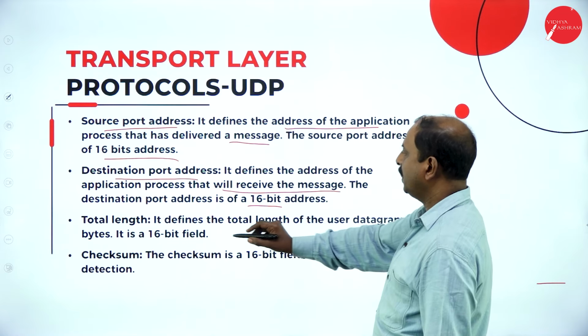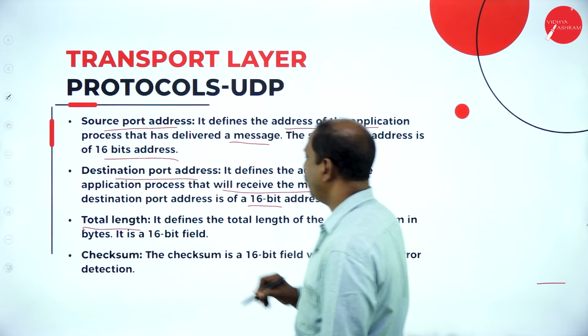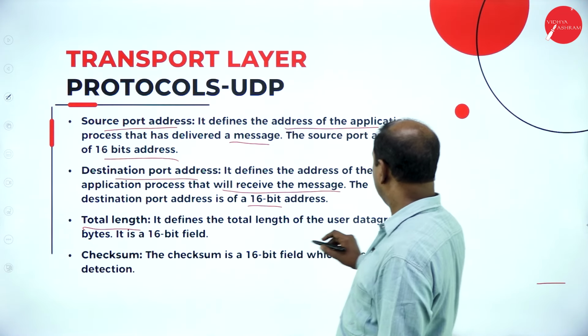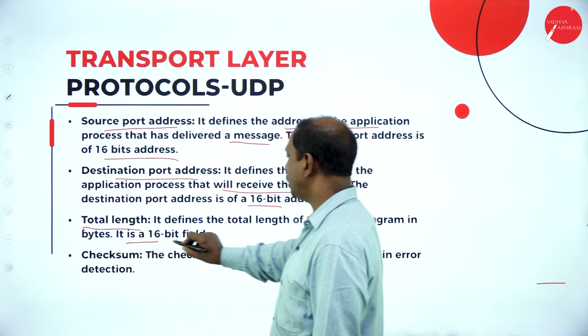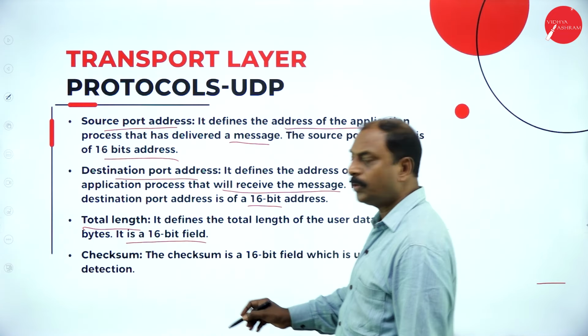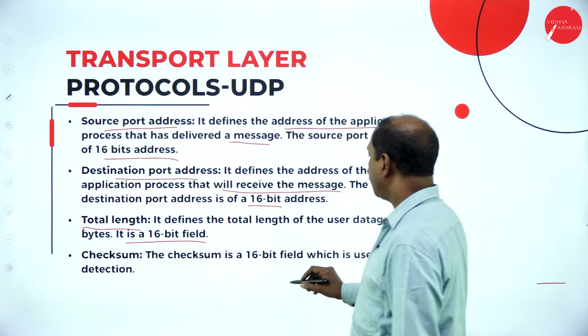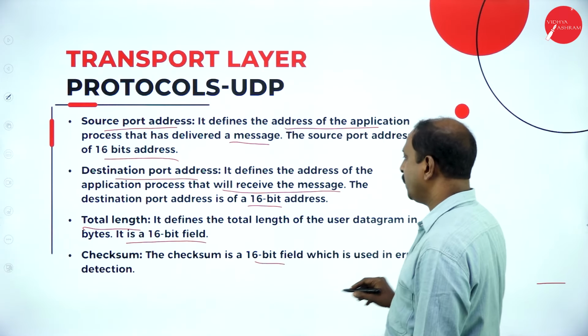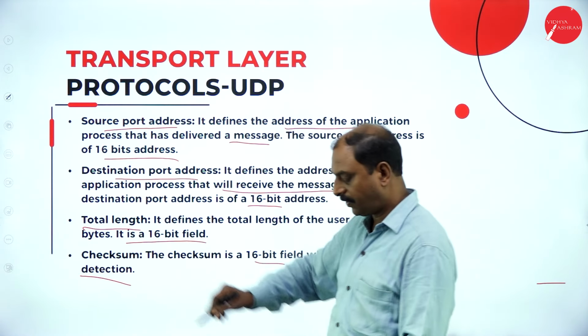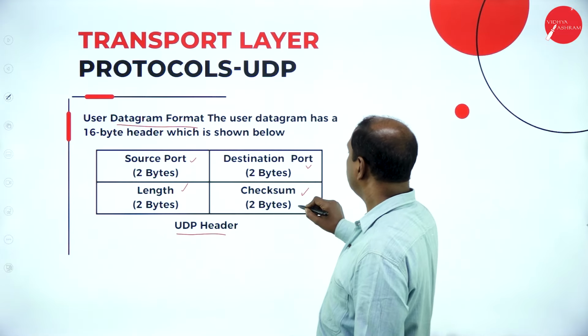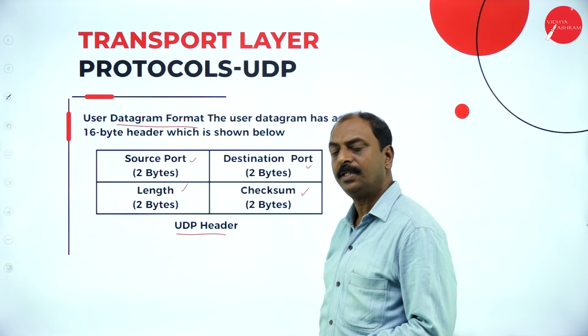Then length, the total length, defines the total length of the UDP datagram in bytes. It is a 16-bit field. One more is checksum. It is a 16-bit field used in error detection. So checksum is a field used in error detection in a computer network.